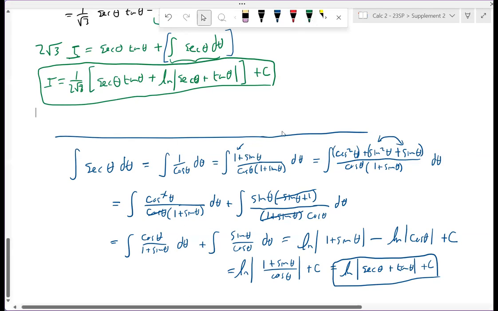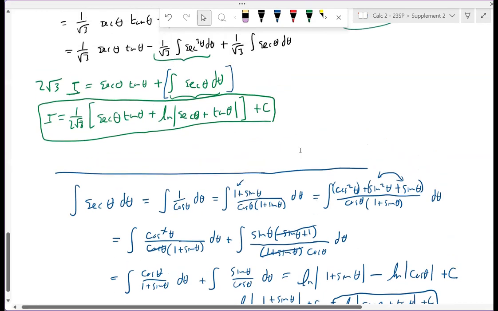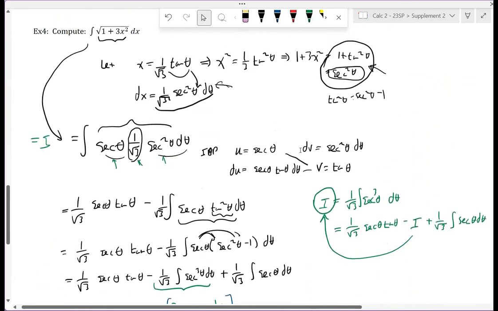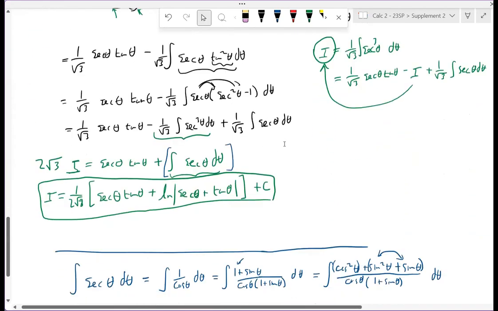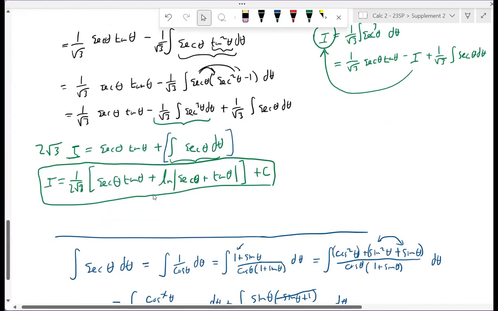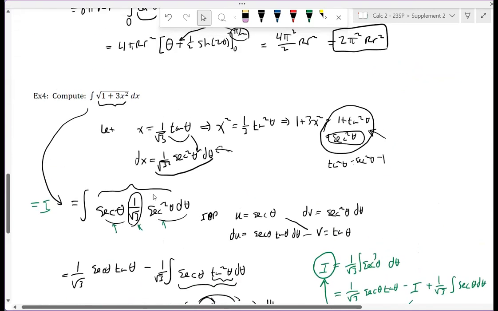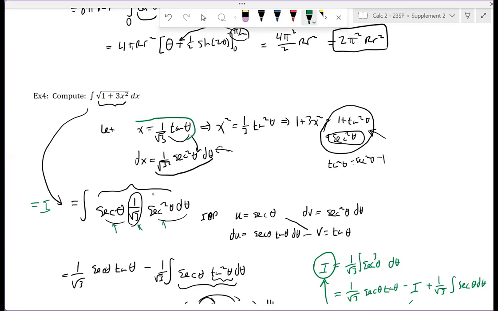And the very last thing we should do to fully bring this home is that we really were asked the question in x. We probably should translate this back to x. That seems at first glance like it's going to be a huge pain, but it's actually not so bad. Well, x is just 1 over root 3 tan theta. Tan theta is just root 3 x.